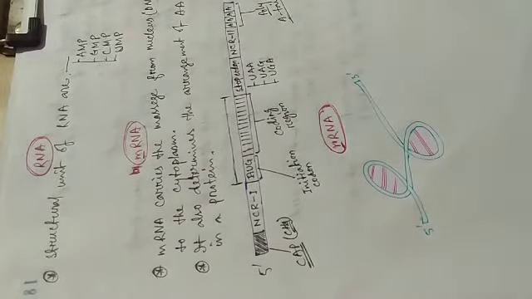Different types of RNA take part in the formation of the ribosome. You all know that the ribosome has two parts, the smaller subunit and the large subunit. We also discussed the ribosome in the cell chapter. Okay, in the cell chapter.